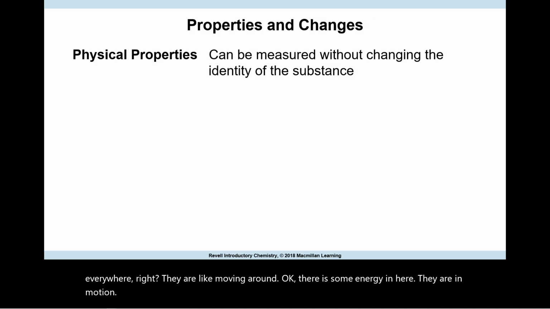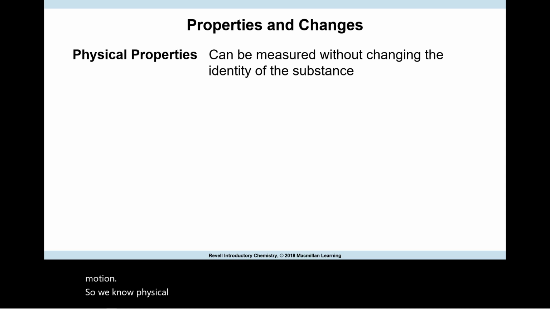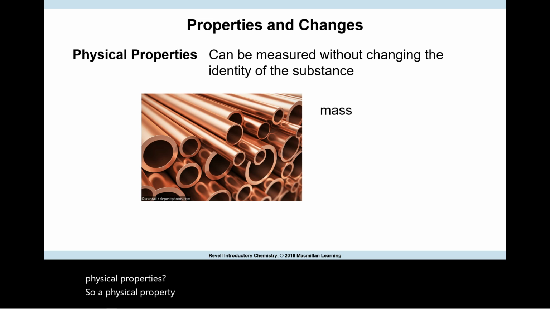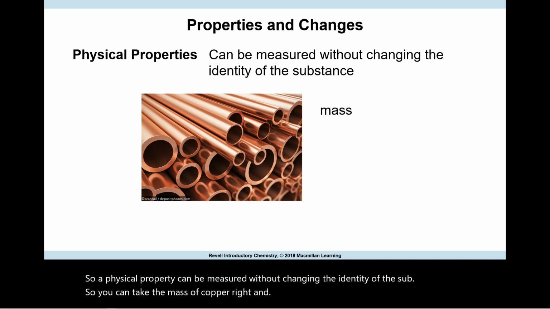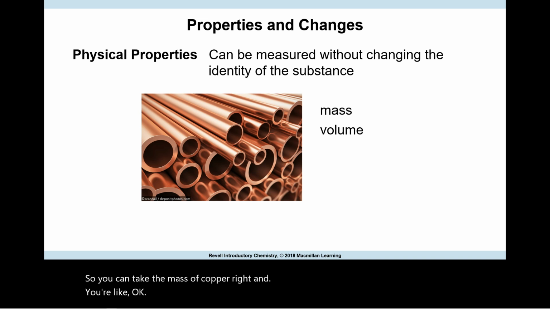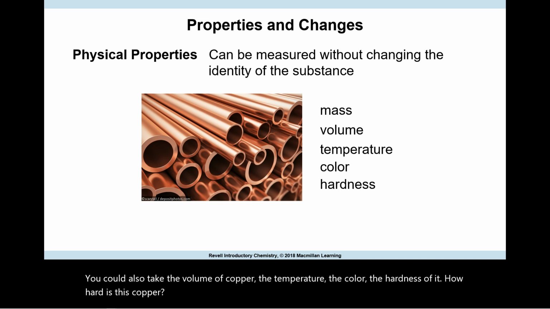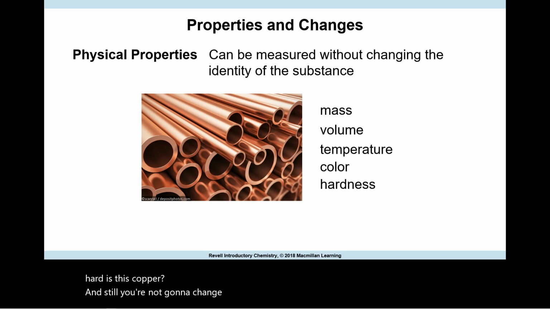So we know physical properties is another thing we describe all our elements with. What is a physical property? So a physical property can be measured without changing the identity of the substance. So you can take the mass of copper, right? And you're like, okay, that's something that we can take, right? It's a measured quantity. You could also take the volume of copper, the temperature, the color, the hardness of it. How hard is this copper? And still, you're not going to change the identity of that copper.